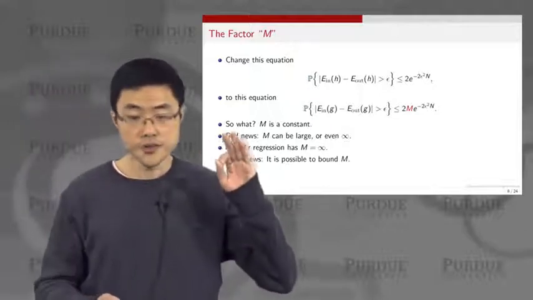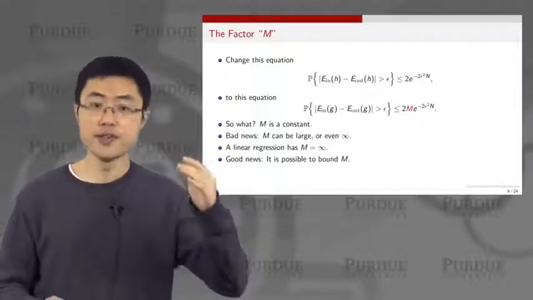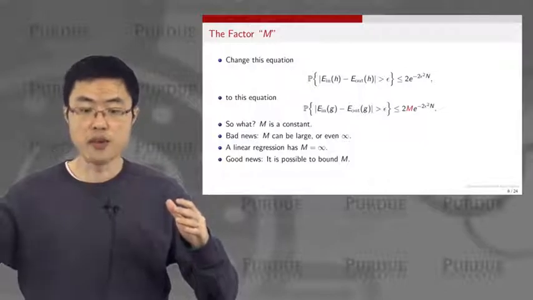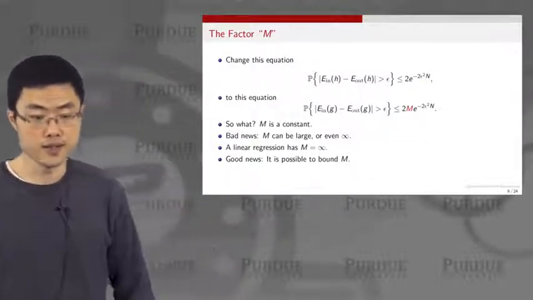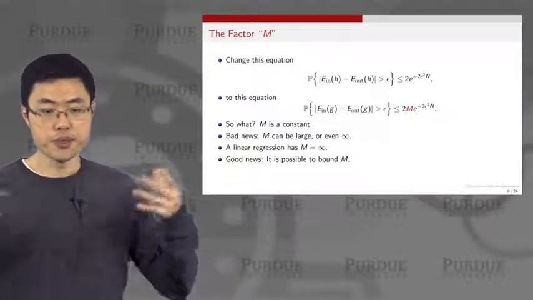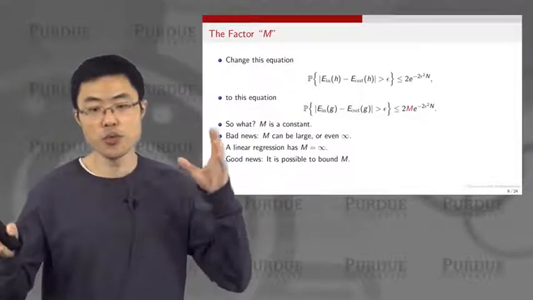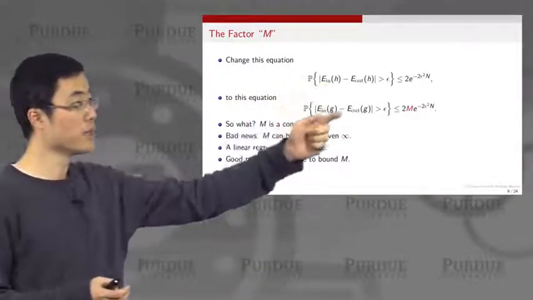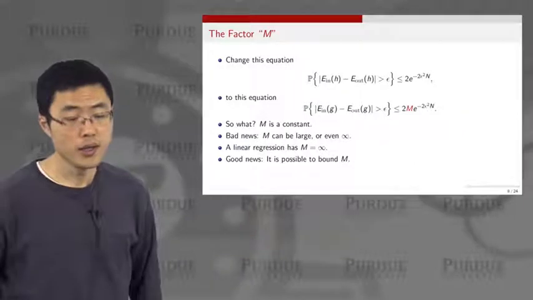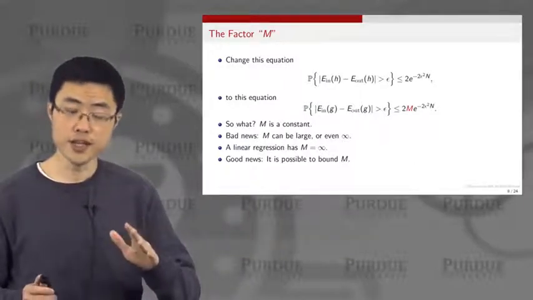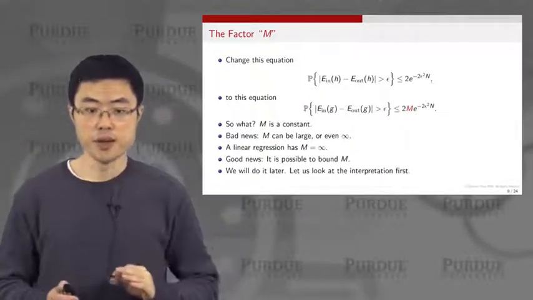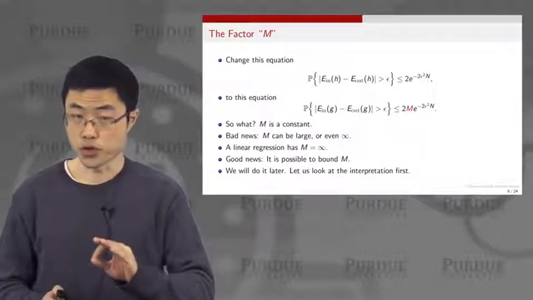Now, this is extremely bad news, because if m is infinity, then even if your n is big, that is still not able to overcompensate the factor of m. If m is infinity, or really big, then the right-hand side of that bound over here would not be very useful, because it would just become infinity. The good news is that we have techniques to upper bound m. We will do this later, but for now, let's look at the interpretation first.